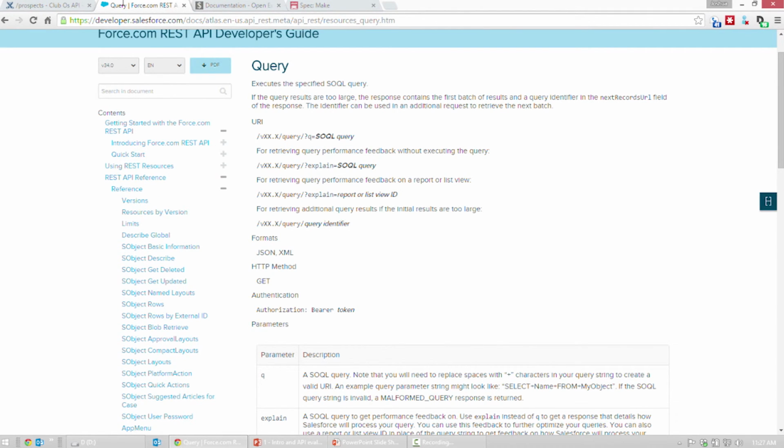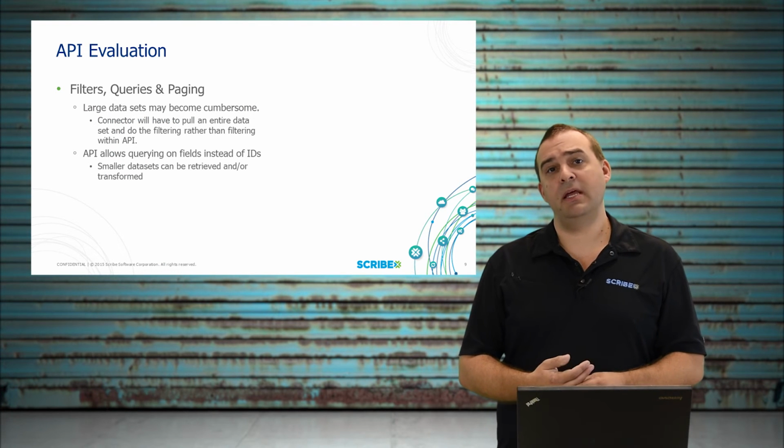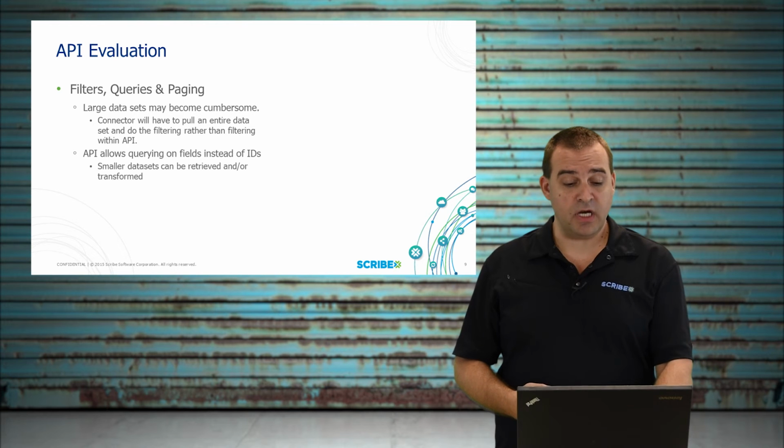Whereas we know with Force.com, we can filter by pretty much anything within an entity. So it's good to understand what you can and can't filter by. Along with that goes the querying. How generic is the querying? Can you query any entity? Are there limits to what you can query? And are there limits to how much you can query?